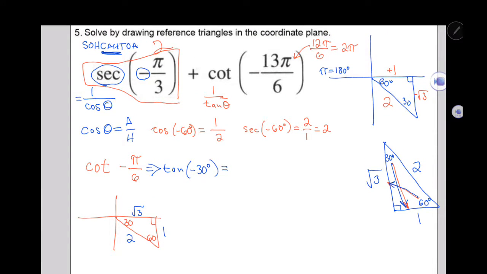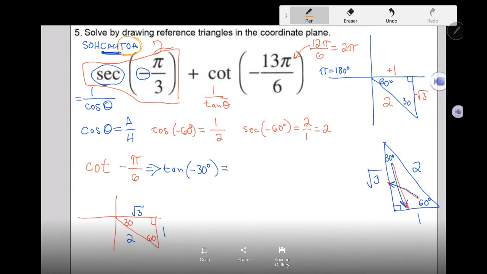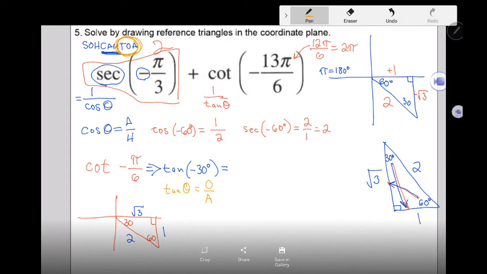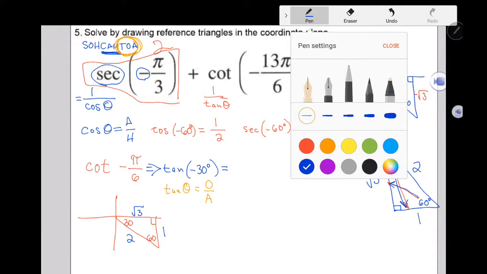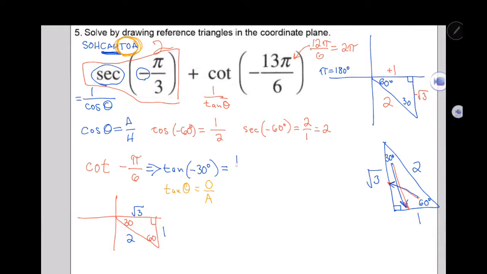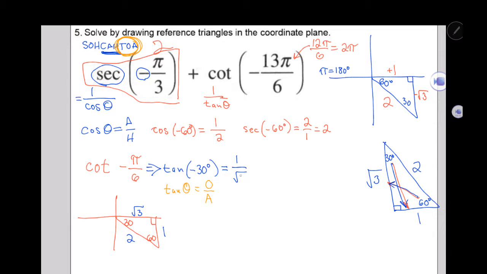SOHCAHTOA, remember I wrote SOHCAHTOA up there? Should I use a different color to highlight it? This time I'm going to use this TOA part up here, TOA, okay? And that says, tangent of theta is equal to the opposite over the adjacent. We always are talking about what's over what. So TOA means tangent equals the opposite over the adjacent. So what is the opposite over the adjacent? Well, the opposite of 30 is 1. So I'm going to say 1 over the adjacent. What's the adjacent? Well, it's the square root of 3.